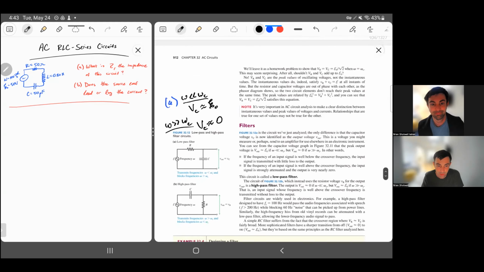If you want to create the opposite, if you want a high pass filter, you would just connect the output voltage across the resistor, because it will do the opposite in terms of when it has a big voltage across it.